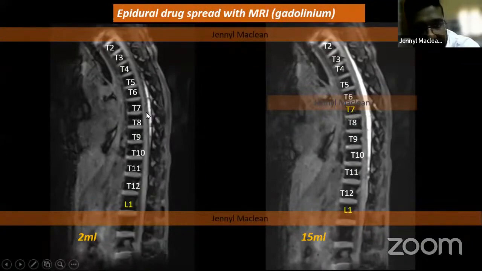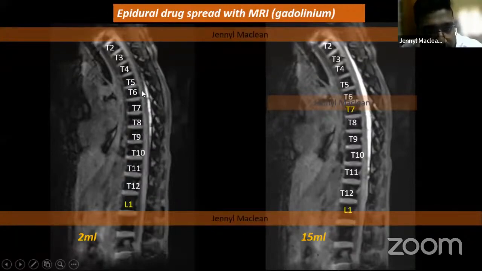I performed an epidural at T7, T8, placed the catheter 5 centimeters inside, and first I injected 2 ml. Look at the spread. Look at the spread in the long axis. It comes from just 2 ml of injection of the gadolinium isotope, and it covers from T5 to T9. The 2 ml doesn't mean that 2 ml sticks to one segment.